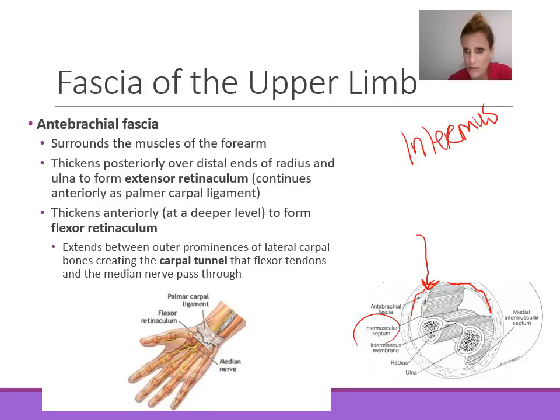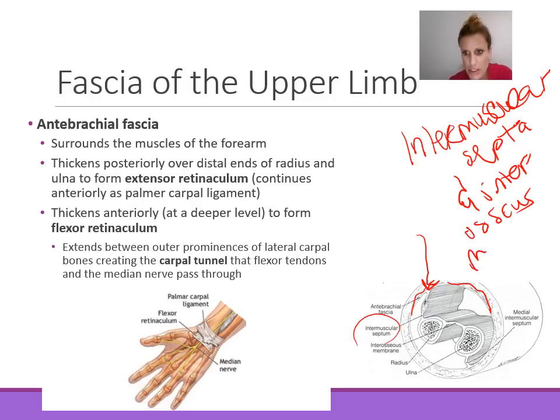So there's intermuscular septa on each side and an interosseous membrane between the bones that separates the antebrachial cavity into anterior and posterior regions. So you can see the intermuscular septum, right, extends in, but then you have the two bones of the forearm. And in between the radius and the ulna, we have the interosseous membrane.